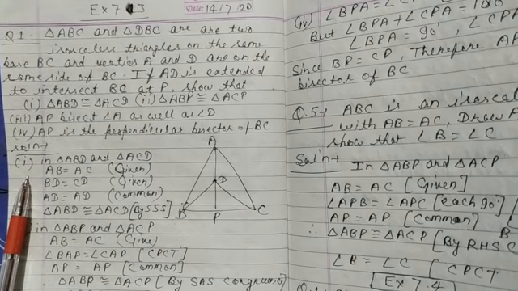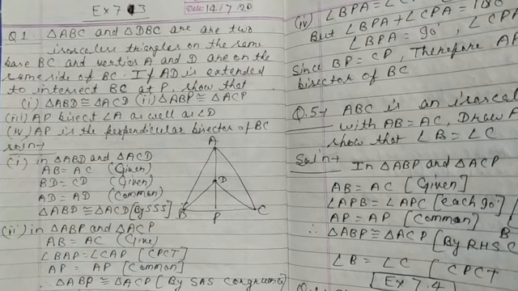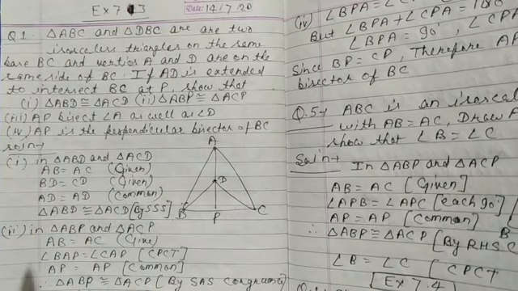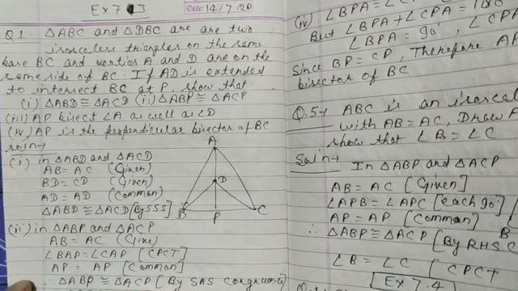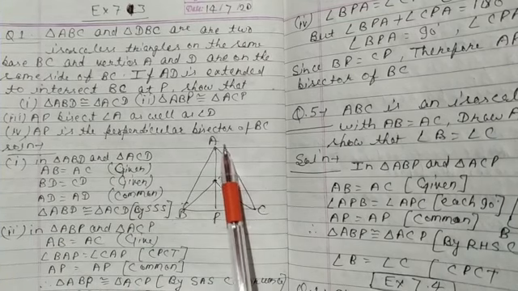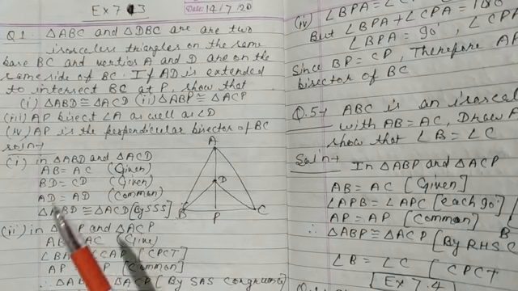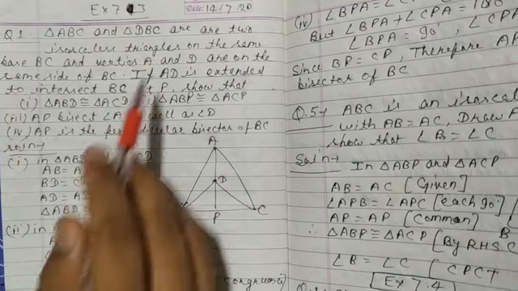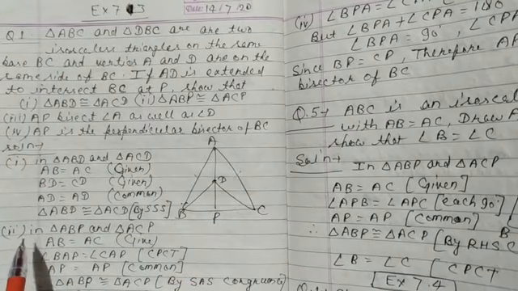Solution of first: we want to prove triangle ABD is congruent to triangle ACD, and we already know that to prove two triangles congruent we must know three things which are equal in both triangles. So first we write, in triangle ABD and triangle ACD, the first thing we know is equal is AB equal to AC, which is given in the question. ABC is an isosceles triangle, so these two sides are equal.